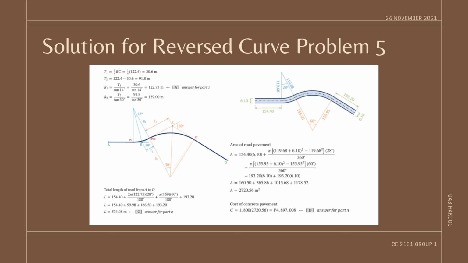So we are done getting the area, and lastly, the last question is to get the cost of concrete pavement. So we have a per square meter cost, which is 1,800 pesos, multiplied by the area, which is 2,720.56 meters squared, and we have the answer of 4,897,008 pesos. So I hope you understand, and if you have any question, just type it in our chat box.